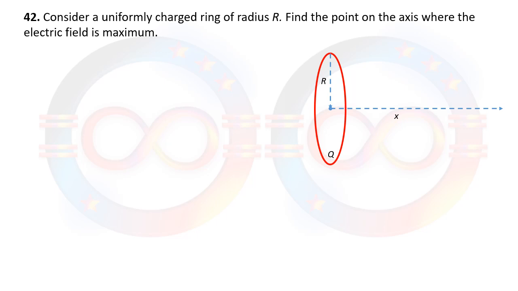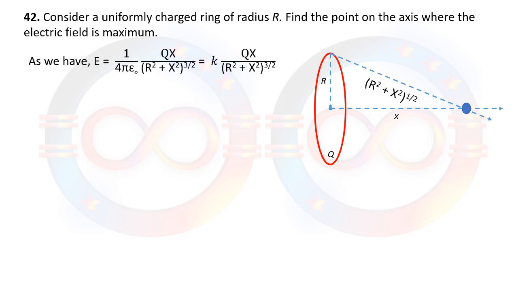So let us consider that there is a ring having radius r, charge q, and there is a point P at a distance x from the center on its axis, where we need to calculate the field and then the maximum field. So first let us calculate the field. The formula is 1 by 4 pi epsilon naught qx, x is the distance, upon r square plus x square power 3 by 2. 1 by 4 pi epsilon naught we can take as k, because we have to put it many times, so kqx upon r square plus x square power 3 by 2. Now the question is, find the distance where electric field is maximum.